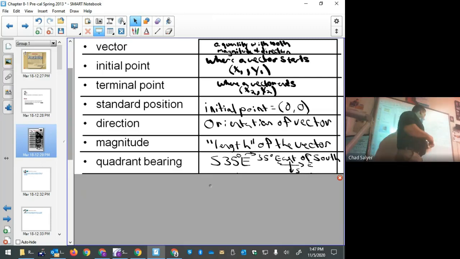In quadrant bearing, you're going to have a direction, north or south, then a degree, and then east or west. So what this means is 35 degrees east of south. That's how you read it: the rightmost one comes first, 35 degrees east of south. So if you consider south as your starting point, you go 35 degrees in an eastward direction.